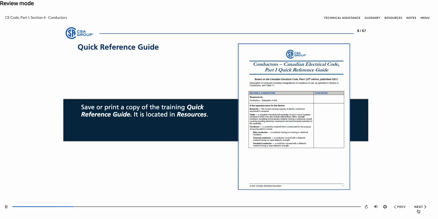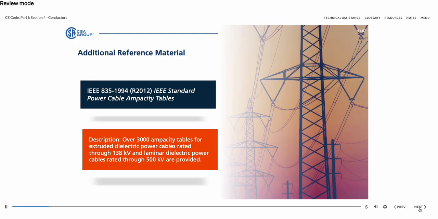Save or print a copy of the Quick Reference Guide. It is located in Resources. Use this Quick Reference Guide to take notes and as a practical job aid for this code section. Section 4 references IEEE 835, IEEE Standard Power Cable Ampacity Tables. If you are unfamiliar with those calculation methods, you may want to get a copy of that standard.